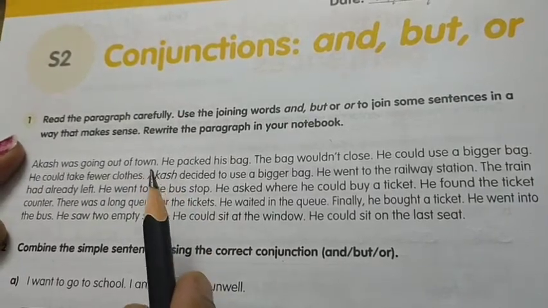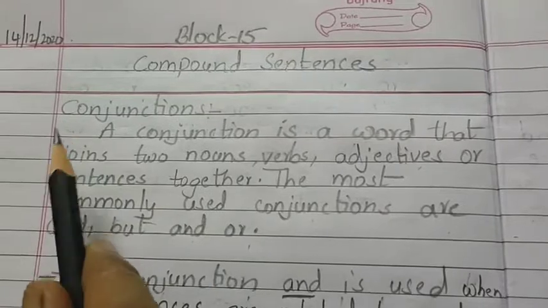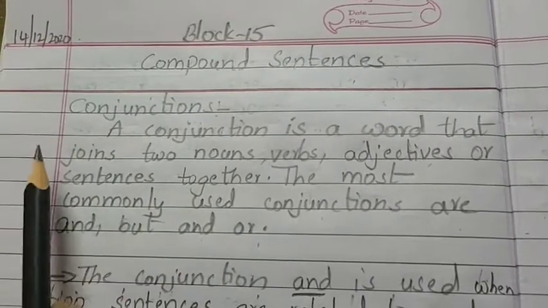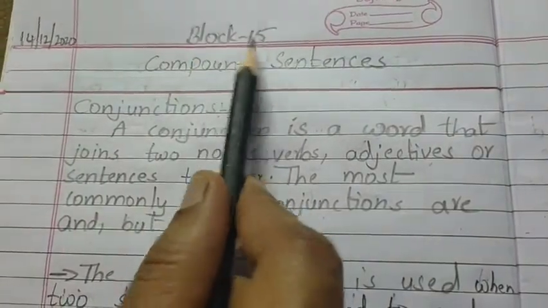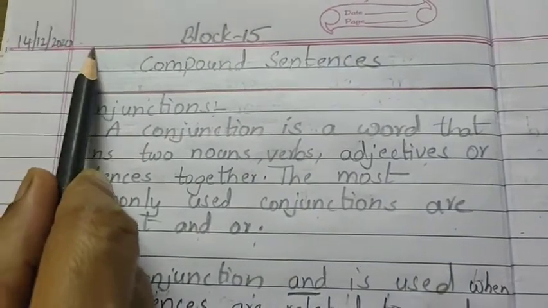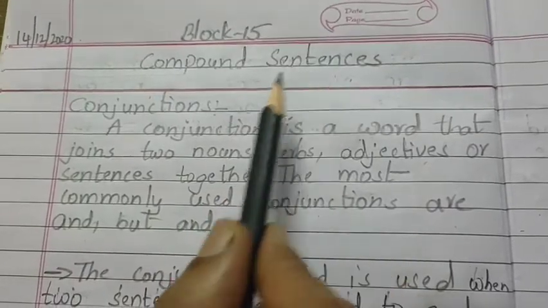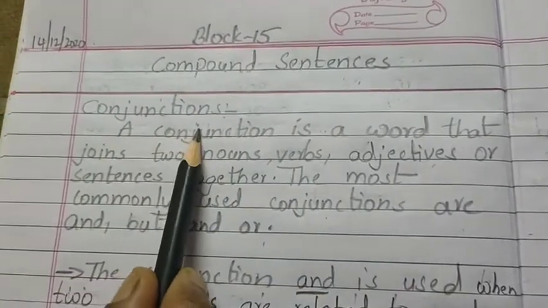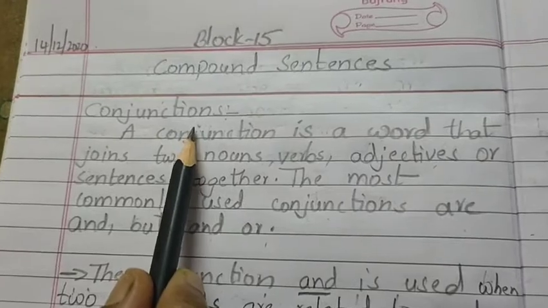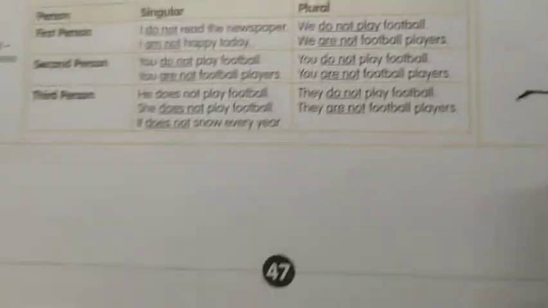Before writing this paragraph, first we have to write the grammar guide. Open your English classwork, fresh page, block 15. Write today's date, 14-12-2020. Draw the double margin. Compound sentences, conjunctions. This is in our grammar guide. Where is the grammar guide? At the backside of the workbook. Open page number 47.